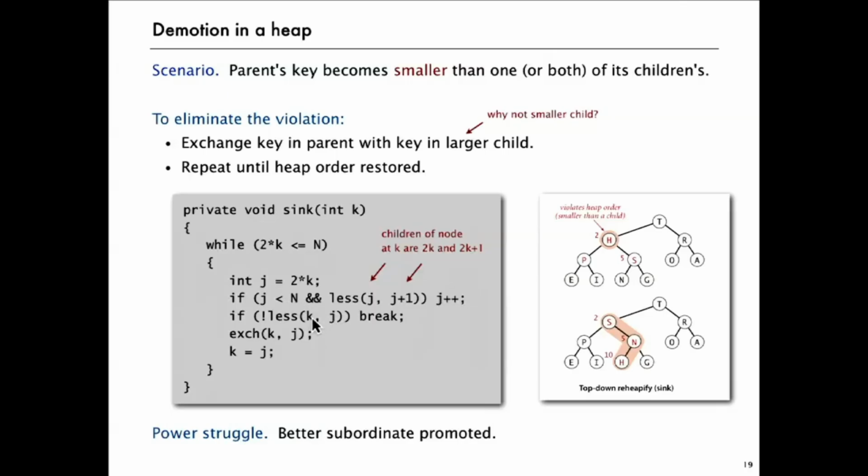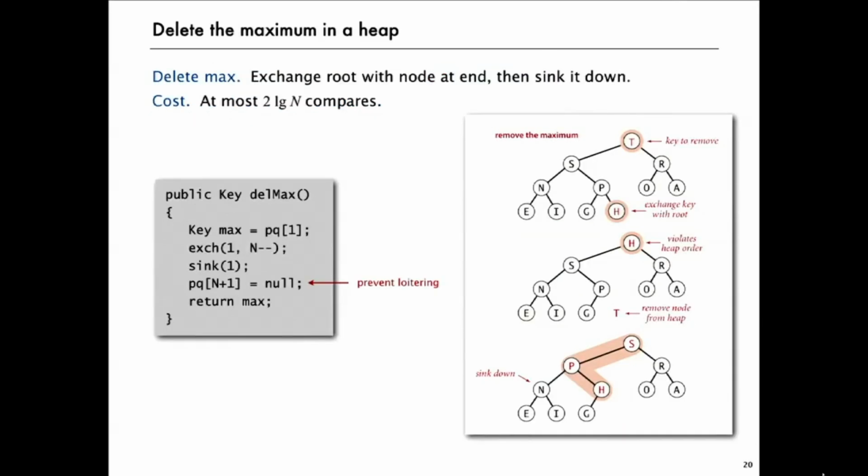And then if the k is not less than either one of those, then we're done. If it is, then we exchange with the larger of the two children and move down the heap. Again, just a few lines of code to eliminate the violation when a key value in a heap decreases. And that one we're going to use to implement delete the maximum in a heap.